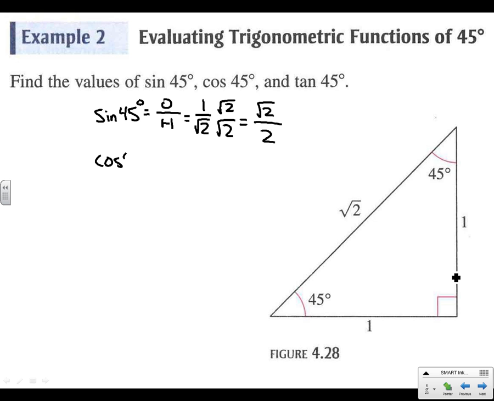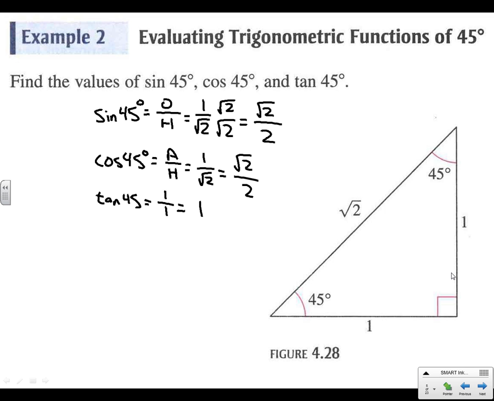To do the cosine, we're going to get the exact same answer because in this case the adjacent side is also 1. So again we'll have 1 over √2, which above we proved was √2 over 2. And then to get our tangent of 45, opposite is 1, adjacent is 1, and so the tangent of 45 is just going to be 1. All right? We've actually looked at these numbers from our unit circle, but now we're proving them with right triangles.